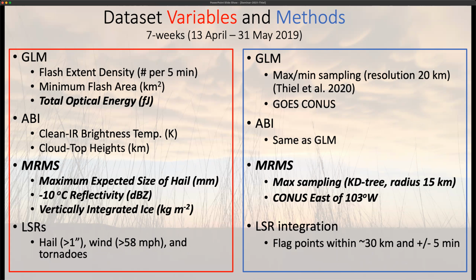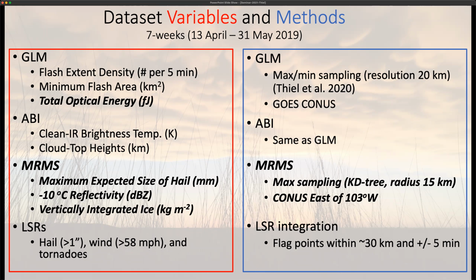But the MRMS data doesn't come like that. So we had to use a specialized method with a KD tree, sampling the maximum value within a radius of 15 kilometers. The 15 kilometers is somewhat important because this helps us offset differences between where we would undersample or oversample, depending on what area we were observing within the CONUS. We also only looked at the CONUS east of 103 degrees west, due to data quality within the MRMS products themselves, especially the vertically integrated products.